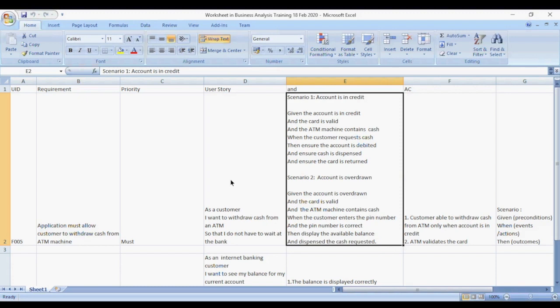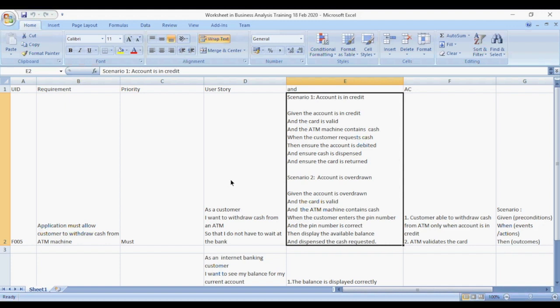So now we can say the account is in credit, or the account is overdrawn, or maybe the person does not even have an overdraft facility, and the person does not have credit in the account. What should happen? So you could have another scenario for that.